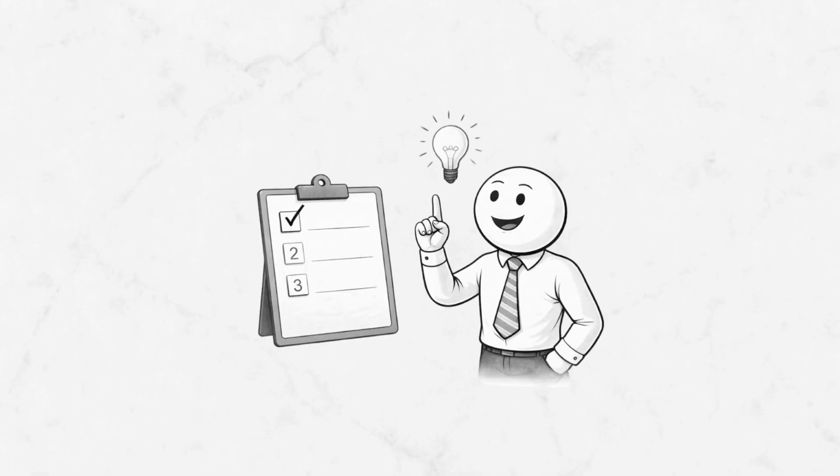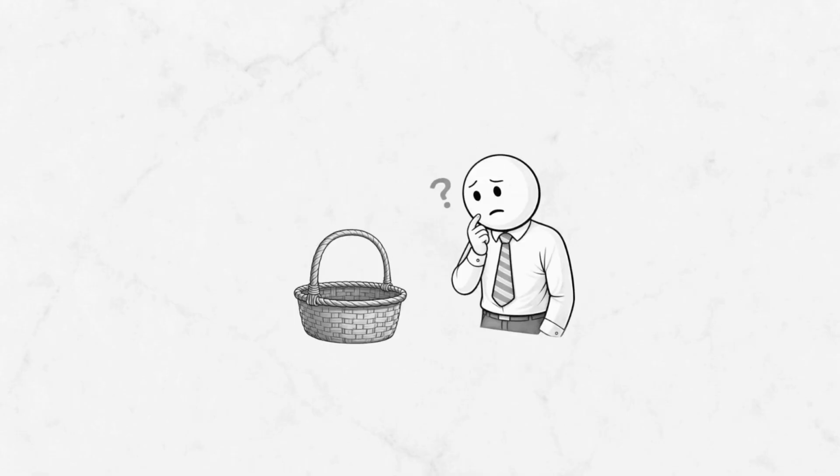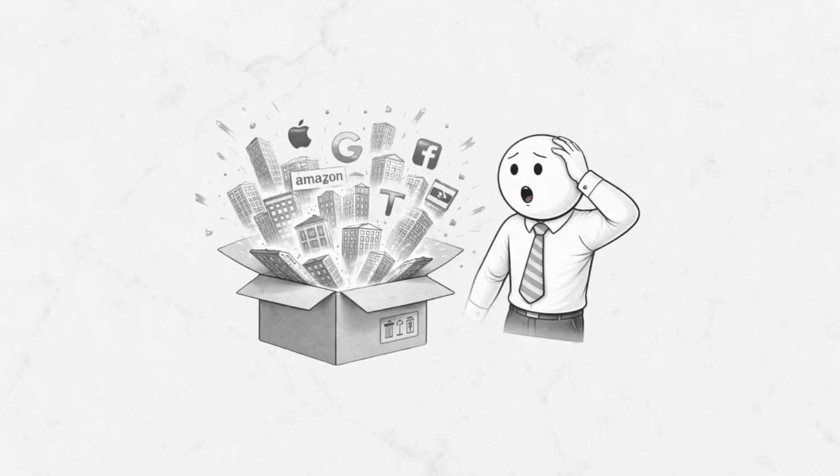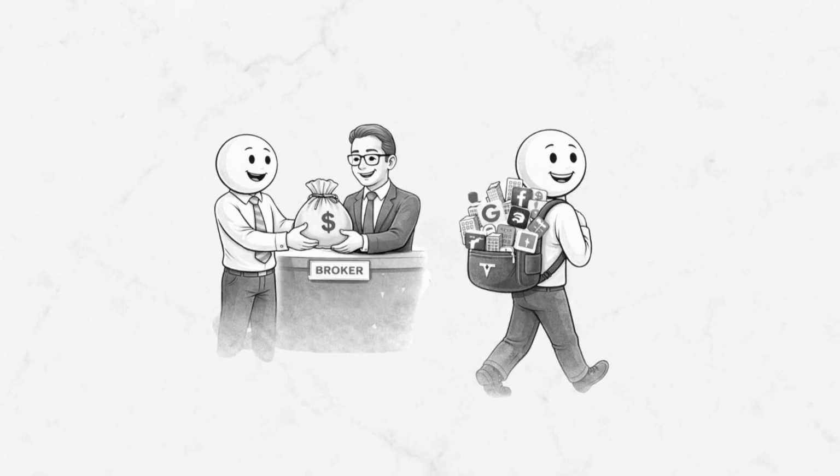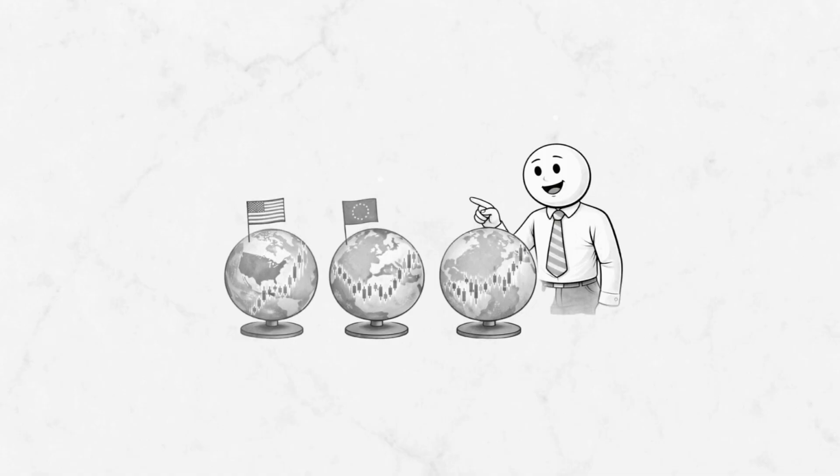Alright, first things first. An ETF is a basket, a package, a single product that holds many investments inside it. So instead of buying one company, like one stock, you buy one ETF, and that one purchase can give you exposure to hundreds or even thousands of companies. It can represent an entire country, an entire region, or even the global stock market.